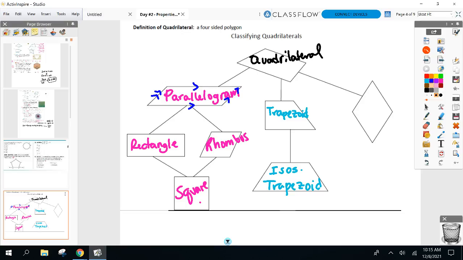All right, why are these together and not with the parallelograms? What do you think? Scott? Yeah, this only has one pair of parallel sides. Doesn't have both pairs, just one pair. That's why they're grouped together.